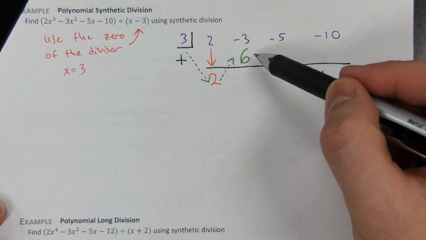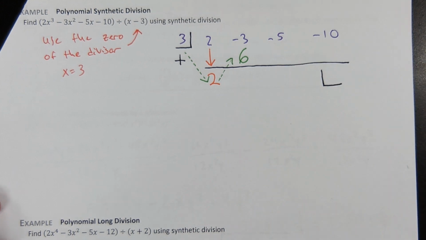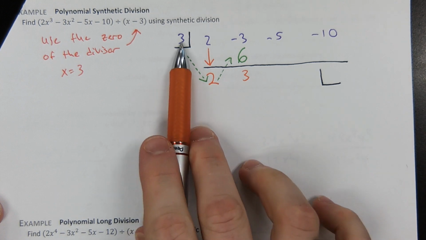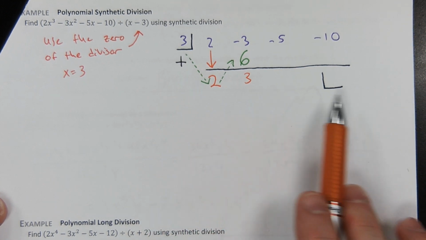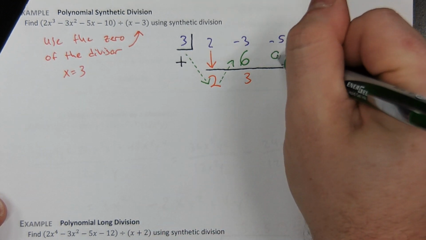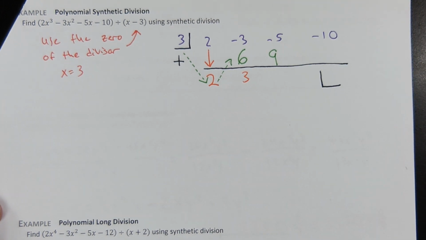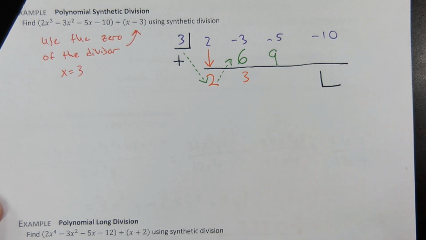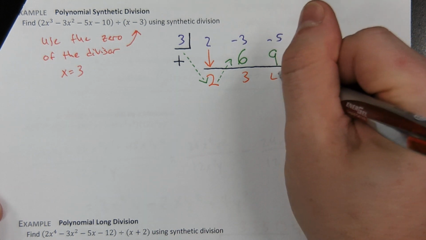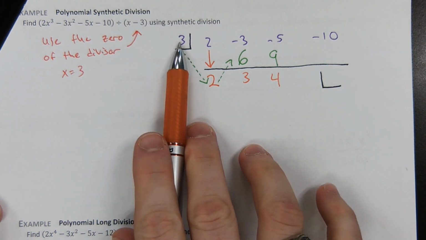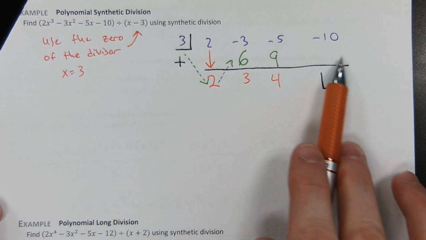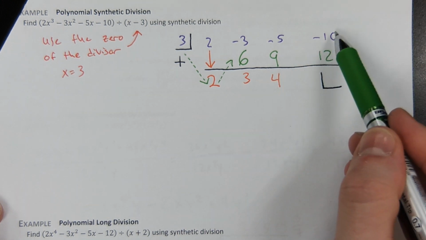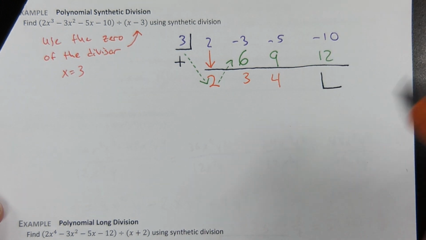So negative 3 plus 6 is 3. 3 times 3 is 9. Negative 5 plus 9 is 4. 3 times 4 is 12. Negative 10 plus 12 is 2.